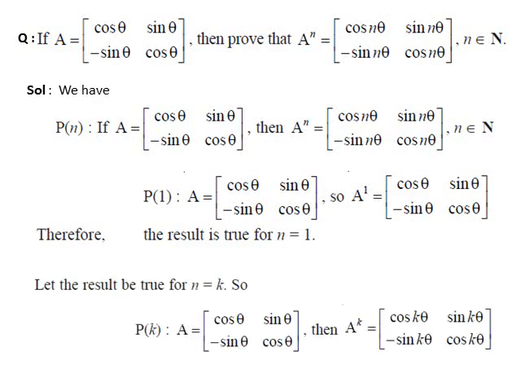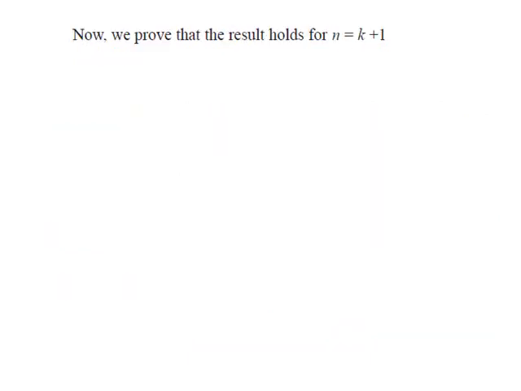Now, we assume that the result is true for n equals k. It means for the given matrix, A raised to power k is a matrix with elements cos k theta, sin k theta, minus sin k theta, cos k theta. Now, using the assumed result, we shall prove that the result is true for n equals k plus 1.